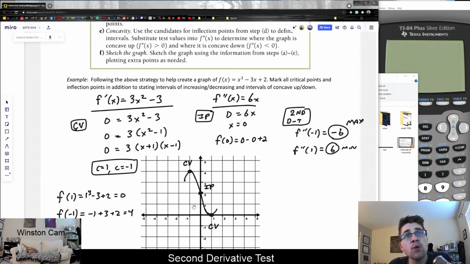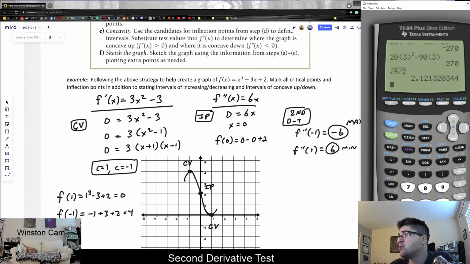And again, if I want more detail, then I just need to plot more points. Like if you figure out, well, what does it look like at 2? Or, of course, you could always use a graphing calculator to help you figure all this stuff out. But labeling all of this and seeing this sort of math is what I would want you to do, and a big component of the next exam is understanding the first and second derivative tests and so forth.